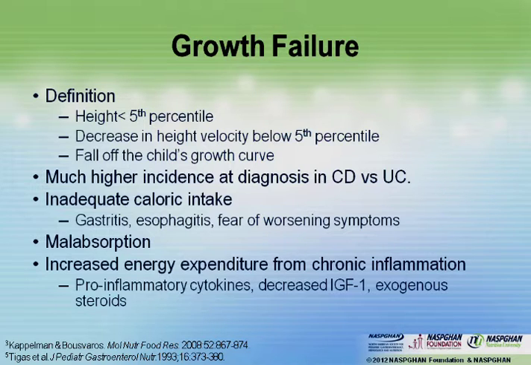As you can imagine, they have malabsorption from especially the small bowel disease, and they may have increased energy expenditure from chronic inflammation. So these pro-inflammatory cytokines that I kind of mentioned before have a direct effect with anorexia, with the desire to eat. You may see decreases in IGF levels, which produce a growth hormone resistance in patients with inflammatory bowel disease. They're not growth hormone deficient, they're resistant. And also exogenous steroids have a negative impact on growth.